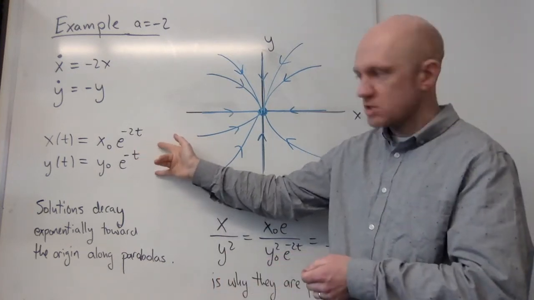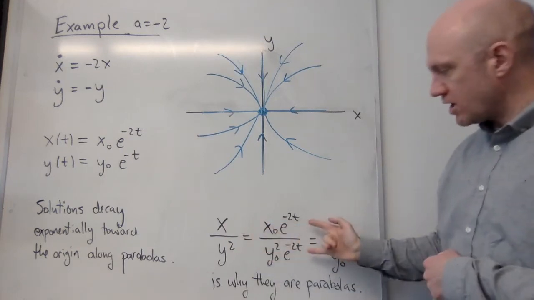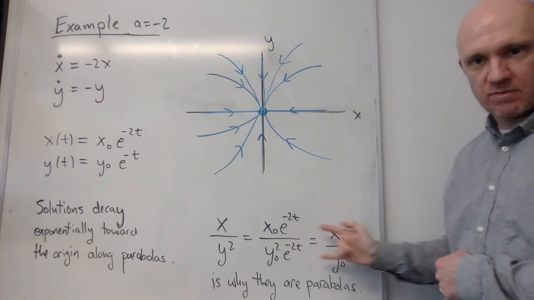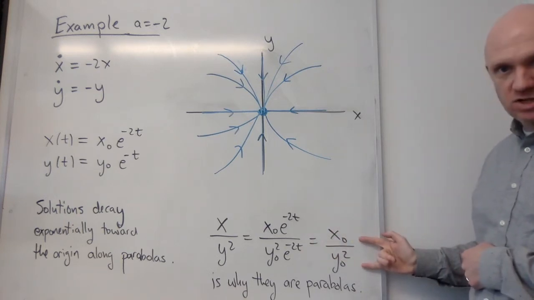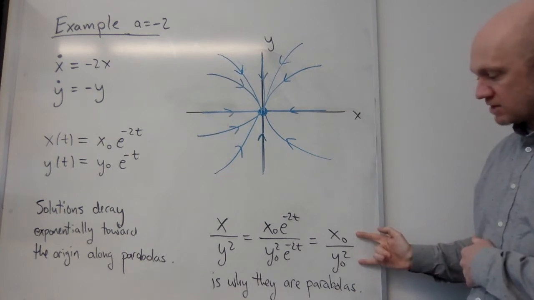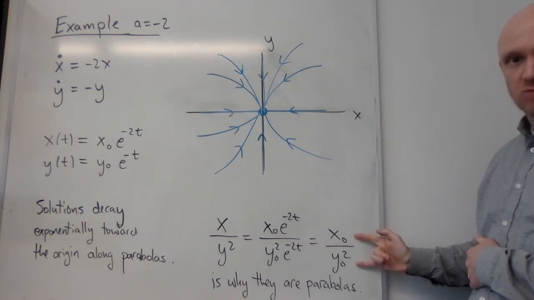We can look at these solutions and say, all right, if I take x over y squared, that ratio is x naught e to the minus 2t over y naught squared e to the minus 2t. And that gives me a constant ratio for a given solution if I'm on a fixed solution curve. I have x naught over y naught squared. So that says that the solutions actually trace out the paths of parabolas.